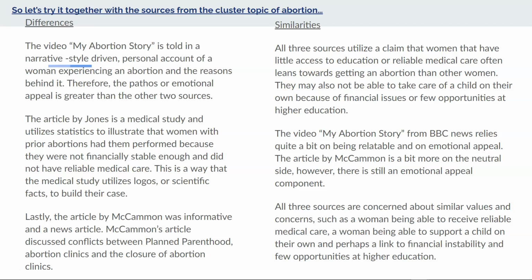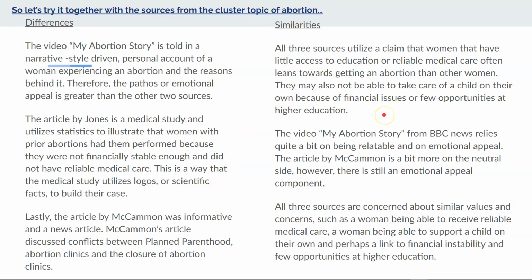Now, what I said for differences in terms of McCamen's article was that it was informative and a news article. McCamen's article discussed conflicts between Planned Parenthood, abortion clinics, and the closure of abortion clinics.